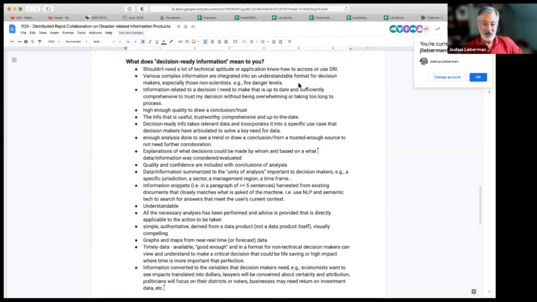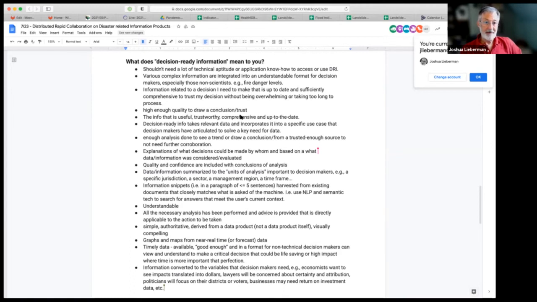Information related to a decision I need to make that is up to date and sufficiently comprehensive that I can trust my decision. That's the word trust again. High enough quality to draw a conclusion. Trustworthy, comprehensive, and up to date. So we get a few common terms here. So it's useful. That's the list, right? Trustworthy, comprehensive, so that it includes as much as possible relevant to that decision, right?